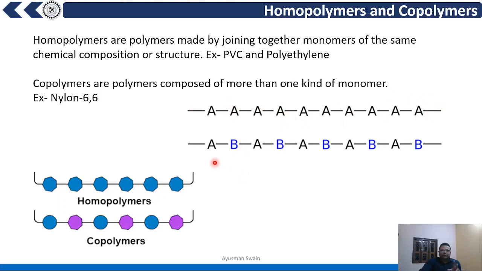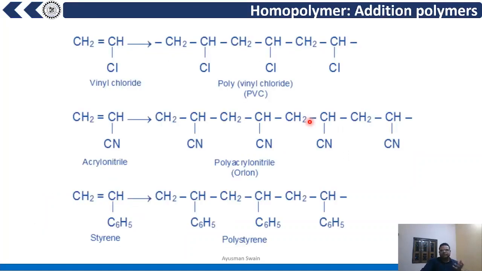If there are two or more than two monomers which chemically combine, and after combination this whole unit repeats, AB, AB, AB, then this is a copolymer. So copolymers are polymers composed of more than one kind of monomer. Nylon 6,6 is a copolymer, whereas PVC and polyethylene are homopolymers, because the repeating unit is the same. The same monomer is repeating throughout.